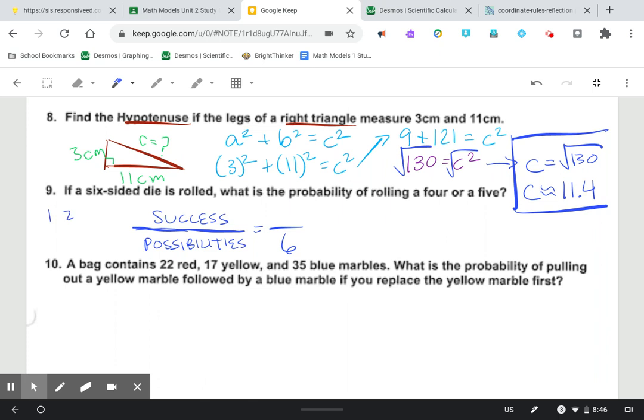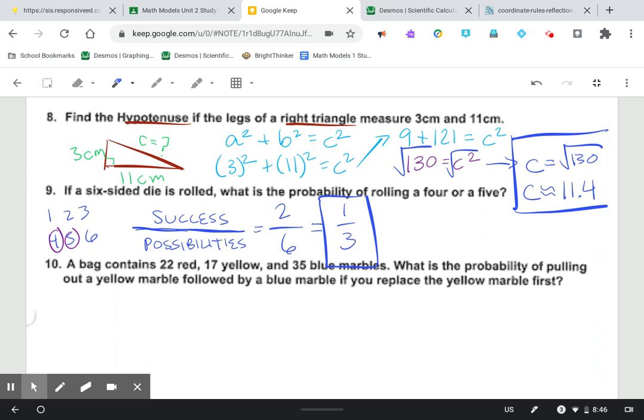Well, we know that these are the numbers we could get if we roll a dice, and we want to get 4 or 5. So that's 2 options out of 6 options. And then all we have to do from there is reduce that fraction, if possible. This fraction can reduce to 1 over 3. And so 1 over 3 should be the answer.